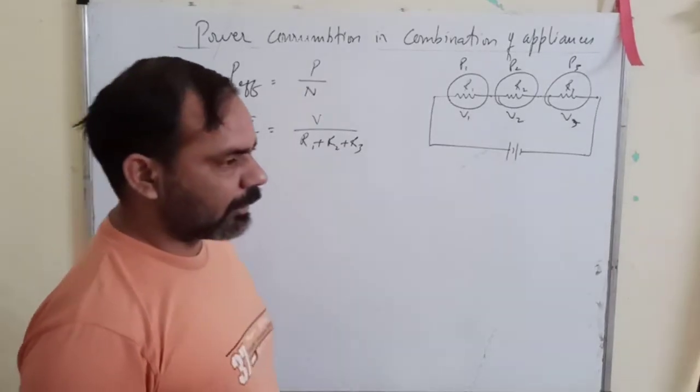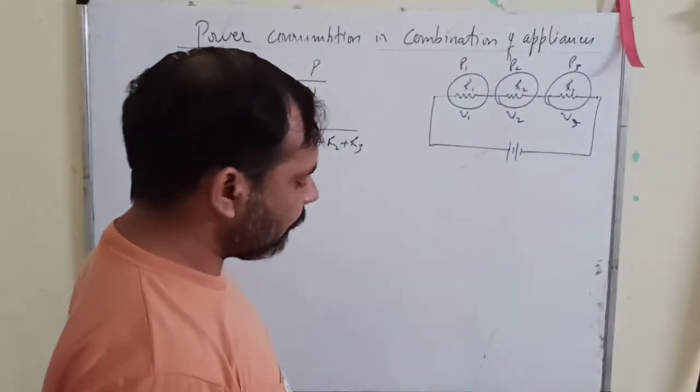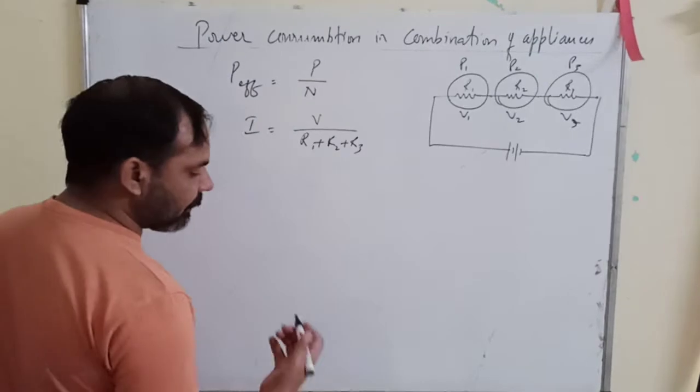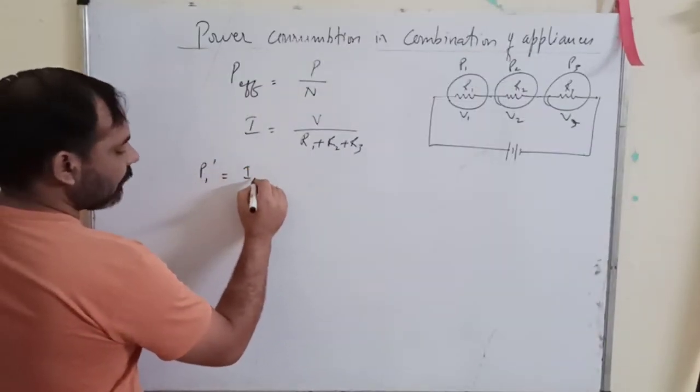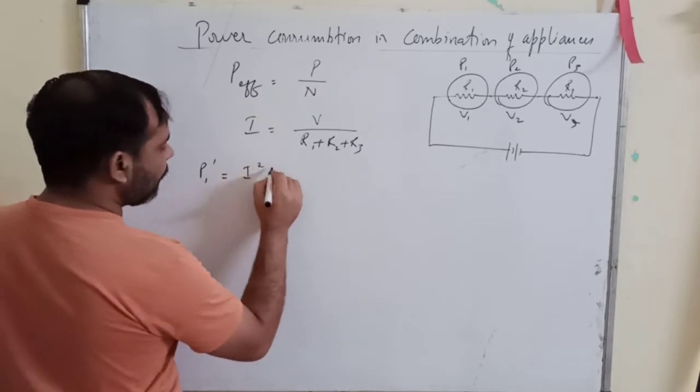Now, how much will be the brightness of the three bulbs? What will be the brightness? P1 dash is equal to I square R1.